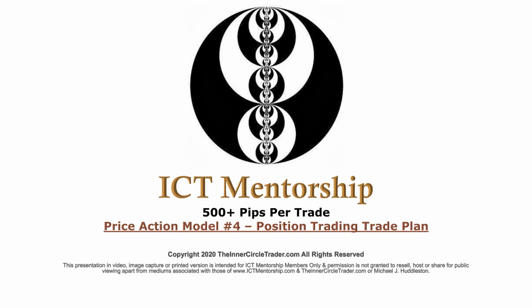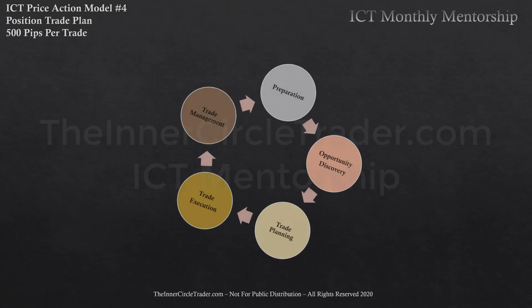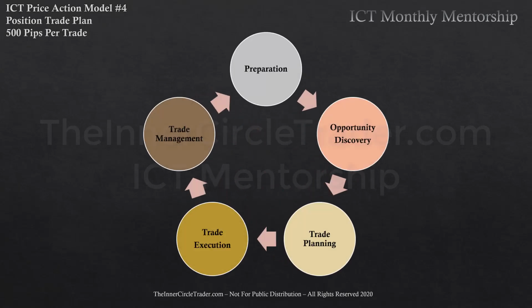This is price action model number 4, position trading trade plan, and it's targeting 500 plus pips per trade. So the ICT price action model number 4, position trade plan, again targeting 500 pips per trade. As always, we start with our initial slide here that gives us an overview of the process.